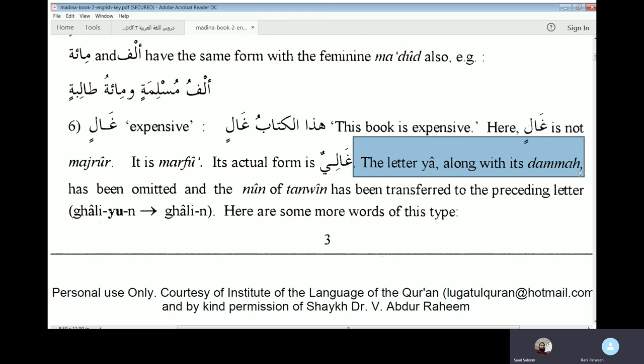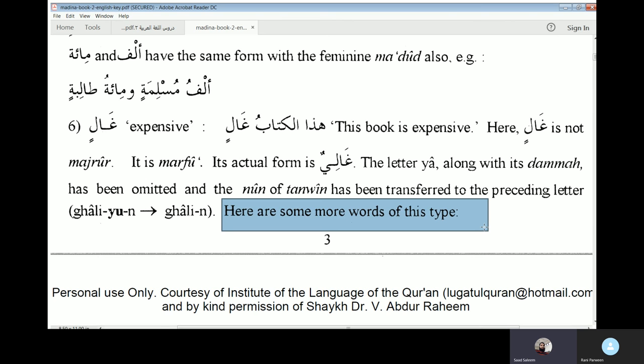The letter ya along with its dhamma has been omitted, and the noon of the tanween has been transferred to the preceding letter. So the actual word is ghaliyun, and we are writing the short form, which is ghalin. This is a little difficult.